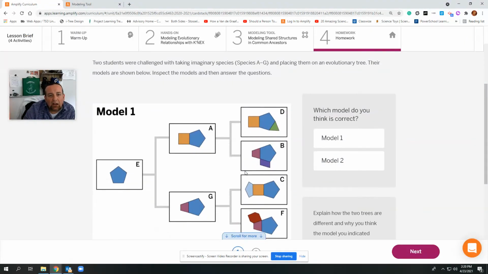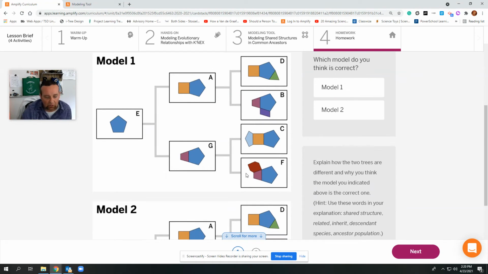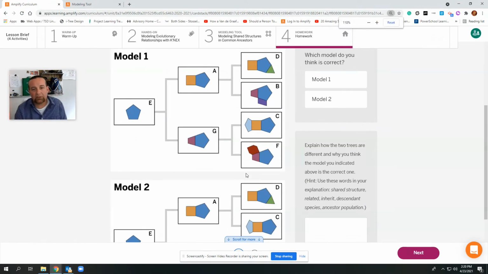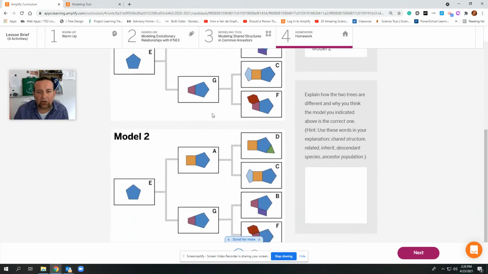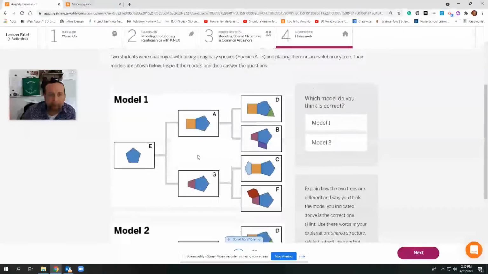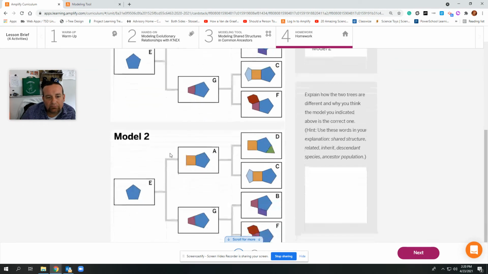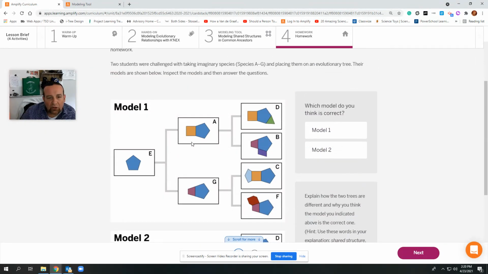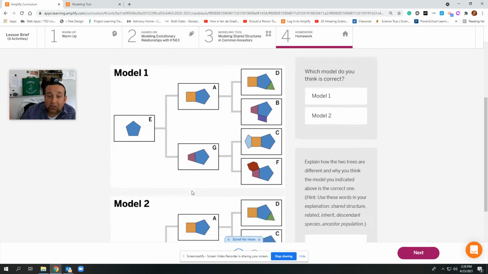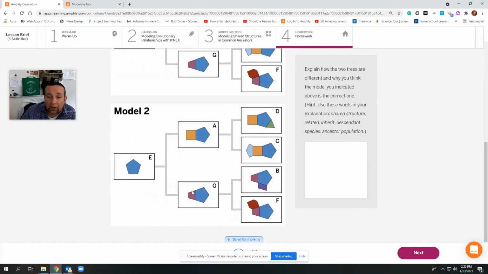So, you have two models here. Now, this is kind of abstract, and this is sort of what we did in the hands-on here. So you're still getting a little piece of it. So we are seeing an evolutionary tree, two of them, and we see shared structures that are being passed down from generation to generation, but one of these is incorrect, and only one of them is correct.